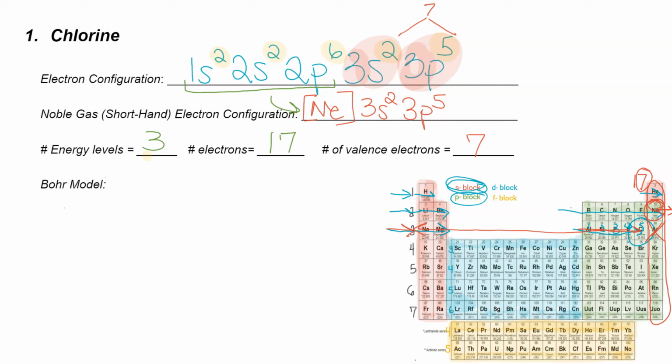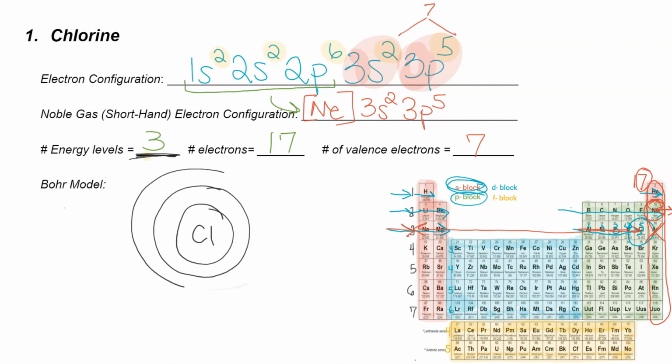The last piece of this is to draw a Bohr model. And we're going to simplify our Bohr model a little bit. Instead of drawing dots for every single electron, we're just going to put numbers indicating the number of electrons in each energy level. So I'm going to start out by putting my chemical symbol in the middle, chlorine, and I'm going to put the same number of rings as I have energy levels. So this would be 3. So 1 ring, 2 rings, and 3 rings. So now we've drawn our 3 energy levels for our Bohr model.